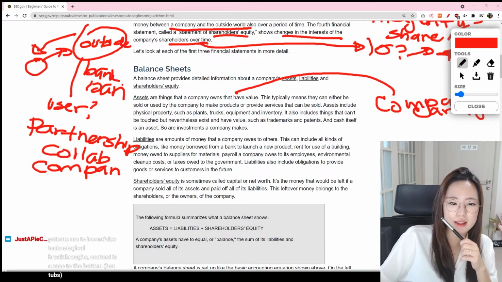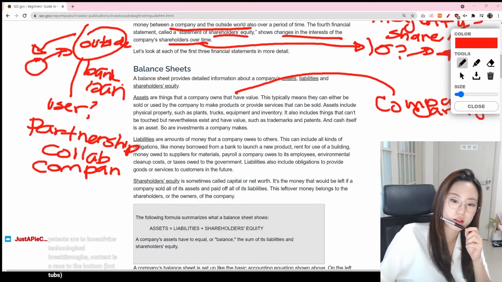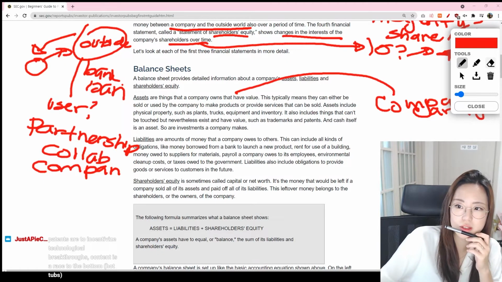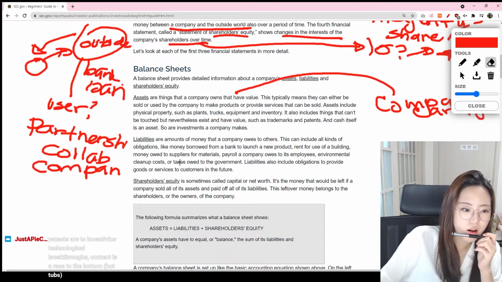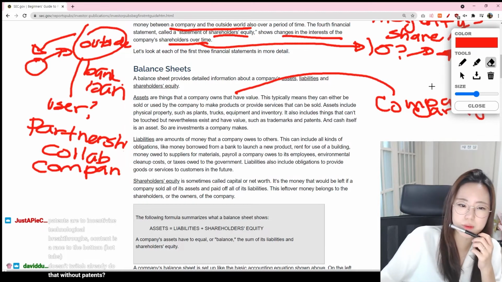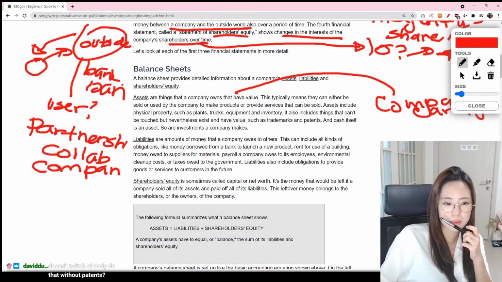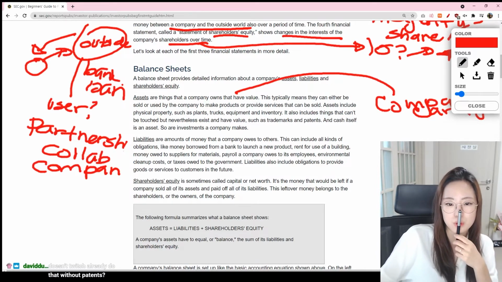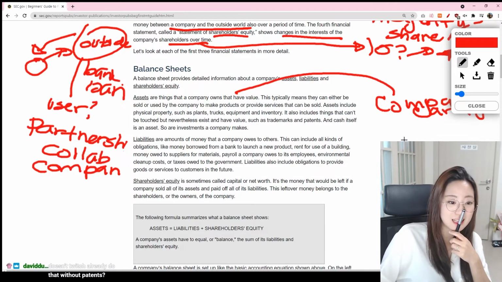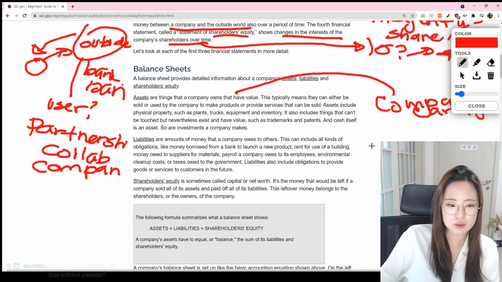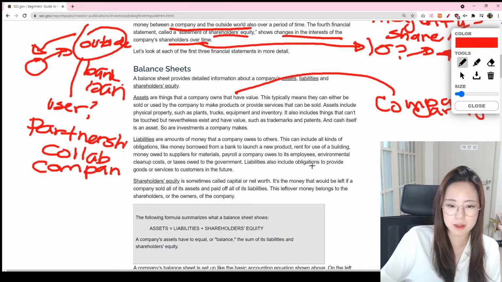Liabilities are the amount of money that a company owes to others, including... what is this word? Let me erase this. Obligations, like money borrowed from a bank to launch a new product, rent, suppliers for material, payroll for employees, environmental cleanup. What are environmental cleanup examples? And taxes owed to the government. Liabilities also include obligations to provide goods or services to customers in the future.